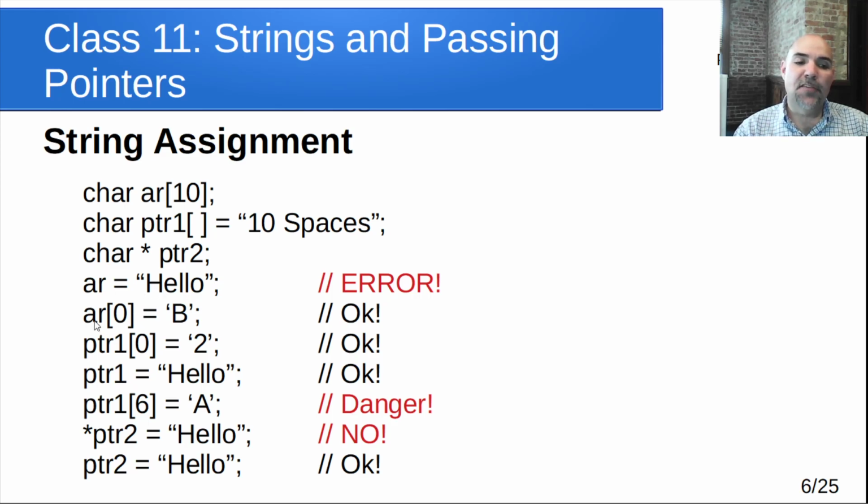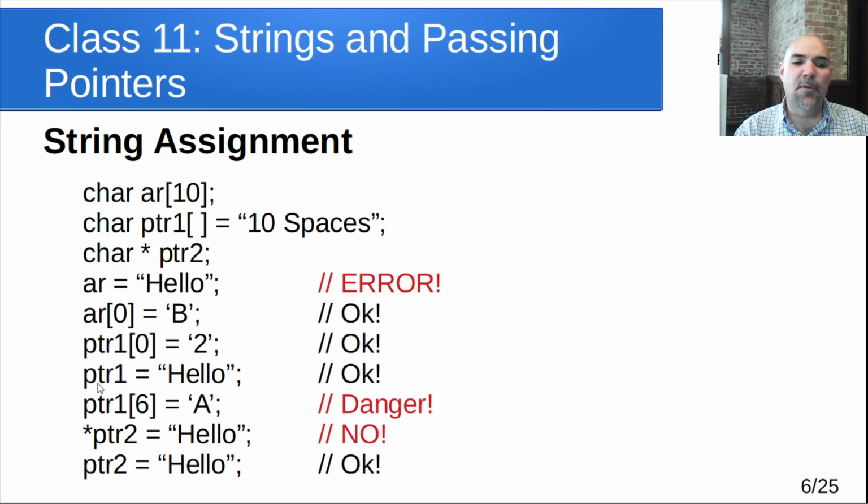We could, however, say, hey, go into that array position 0 and set it equal to the character B, which would be ASCII value 66. That's okay, but that's only changing one letter. I could also say, all right, use PTR1, which is also a modifiable array, and go into position 0, which is where this 1 is, change it to a 2, so it says 20 spaces. That's not the right number of spaces, but I could do that.